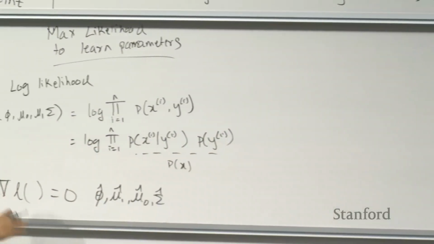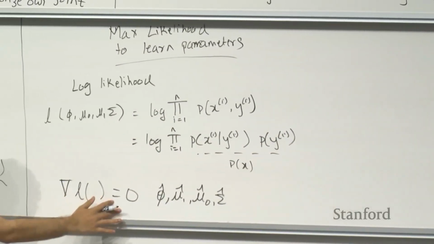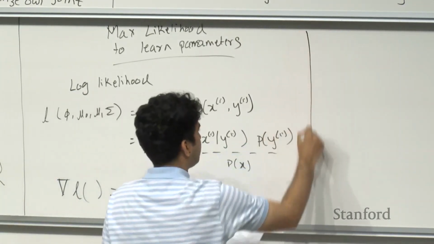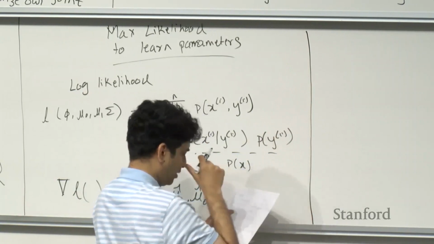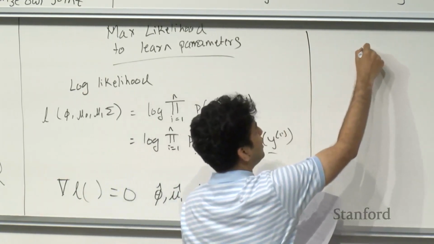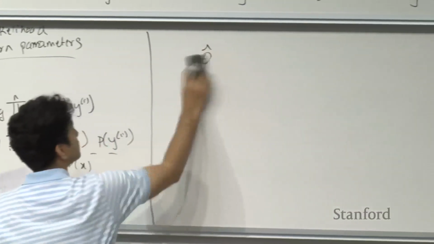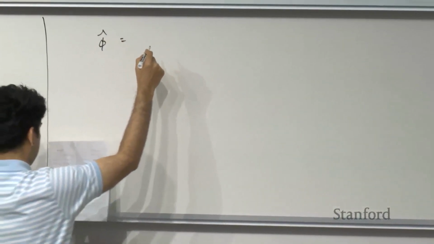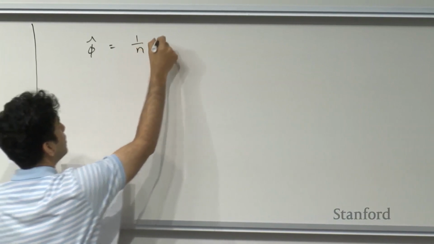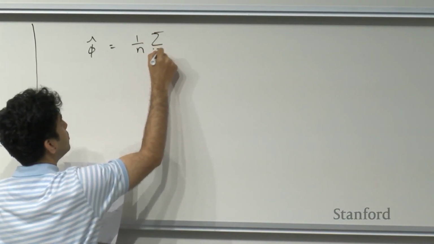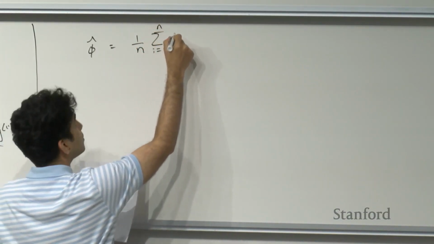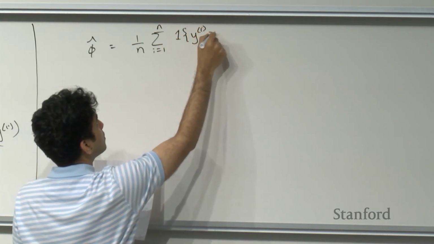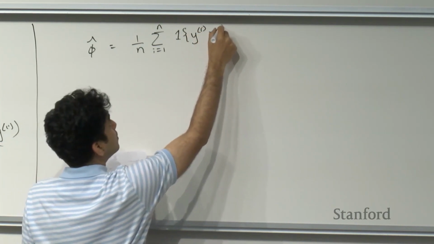So moving on. Take the derivative, set it equal to 0, solve for the different parameters, and what we get is phi hat equals 1 over n, sum over i equals 1 to n, of the indicator that y_i is equal to 1.